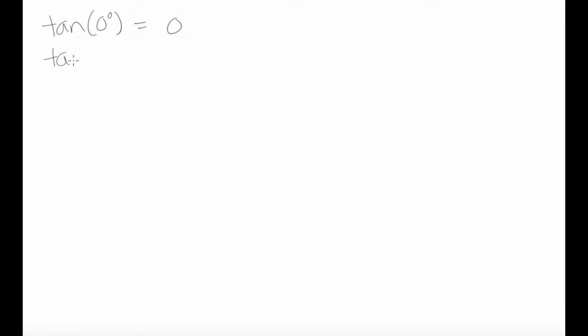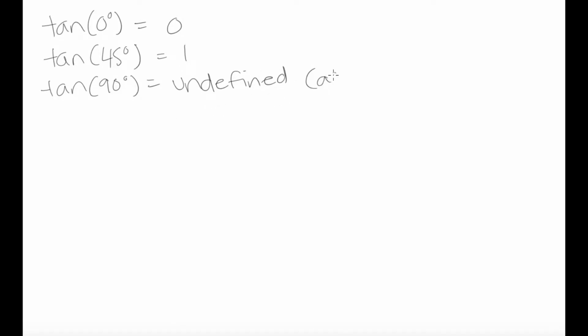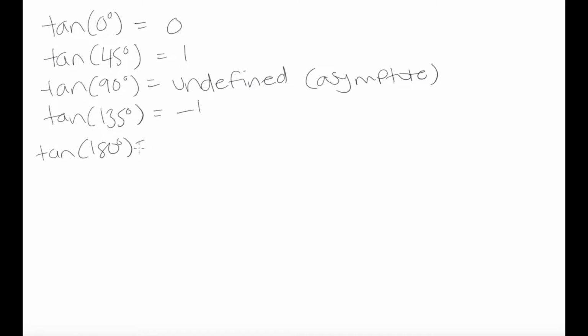Then at 45 degrees, because again, we're going up in 45-degree increments with the tan graph, tan of 45 is going to give us a value of 1. Tan of 90 degrees is going to be undefined. This is where cosine is 0, and so we're going to be dividing by 0, which is not allowed. So this is going to be your first asymptote. Then tan of 135 degrees is -1. Tan of 180 degrees is equal to 0. Tan of 225 degrees is equal to 1.